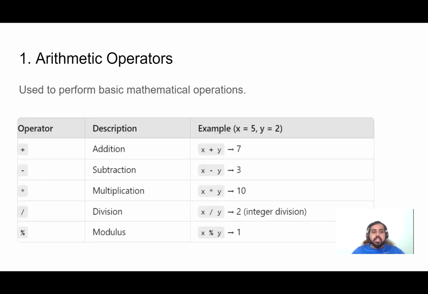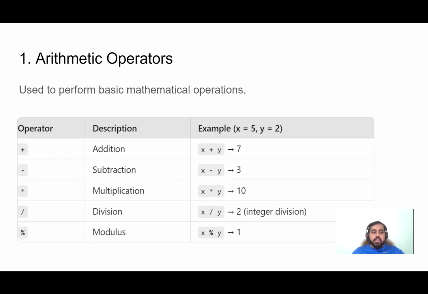As the name suggests, it's a basic mathematical arithmetic operation: plus, minus, into, divided by, and modulus. These are the five arithmetic operators we have in Java. The plus is for addition, minus is for subtraction, the star symbol is for multiplication, the slash symbol is for division, and the percentage symbol is for modulus.